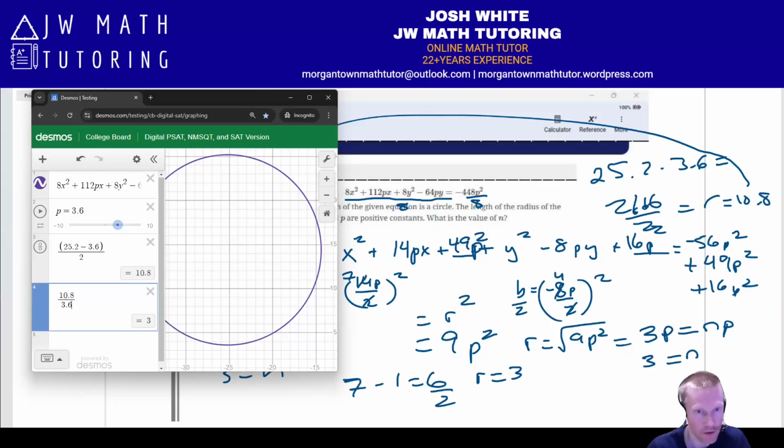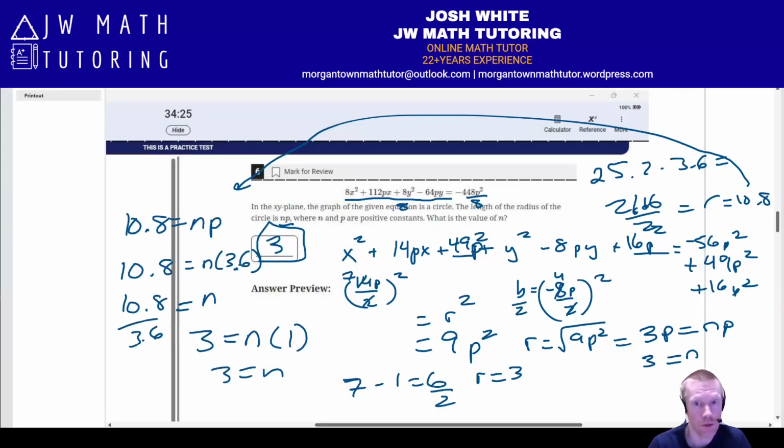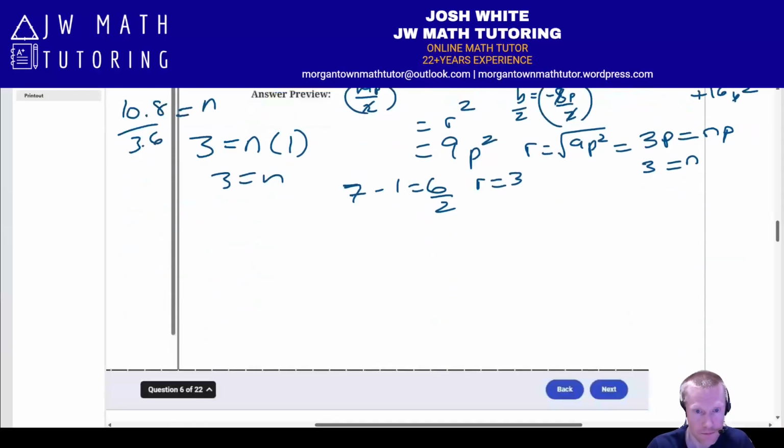I get 3, same answer. Doesn't matter what value p you choose, n's always going to be 3. So that's how you could do this problem entirely in Desmos. You do not need to put it into standard form. You do not need to do any algebraic manipulation of this question.